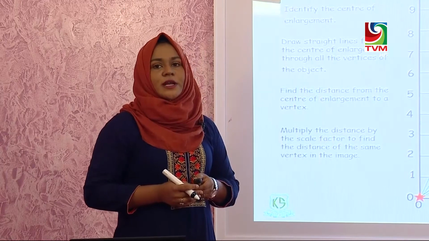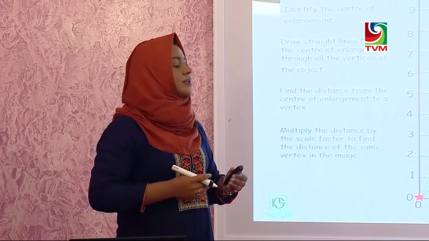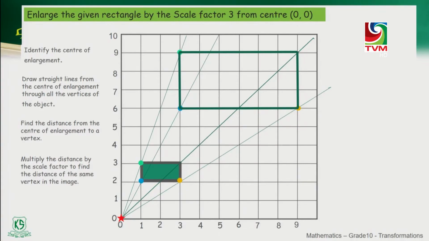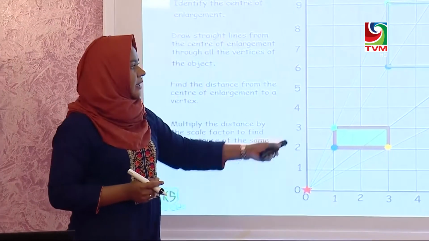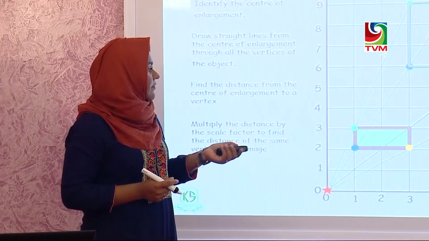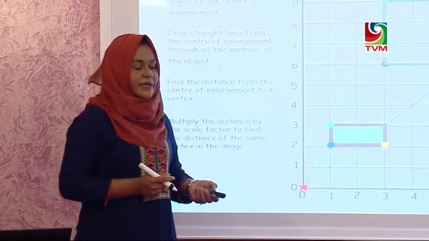Now to check if your enlargement is correct, you can check all the corresponding points. Corresponding points means if you look at the point here, this point on the image is here. So these corresponding points should lie on the same ray line that you have drawn at the beginning. So check if the corresponding points are on the same straight line. As you can see, all the corresponding points lie on the same ray line here. And to check if your drawing is correct, we have enlarged this rectangle by scale factor 3.